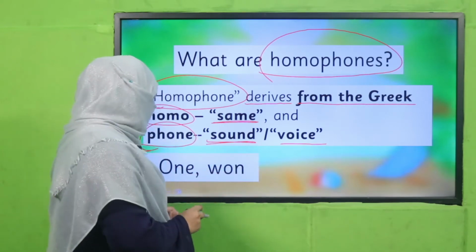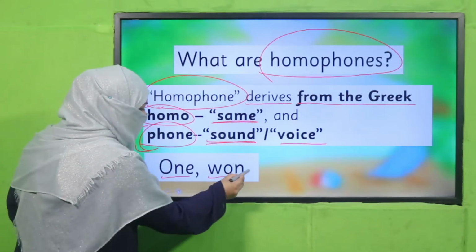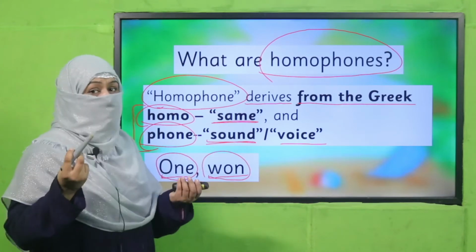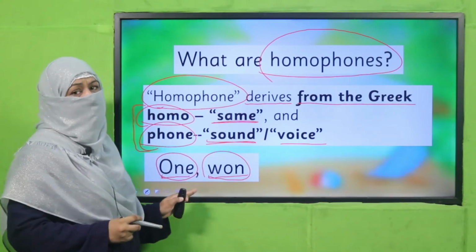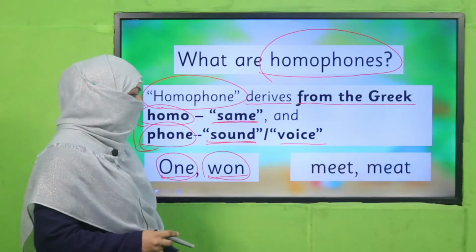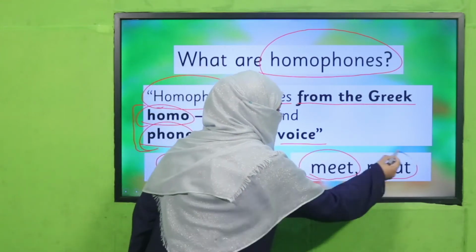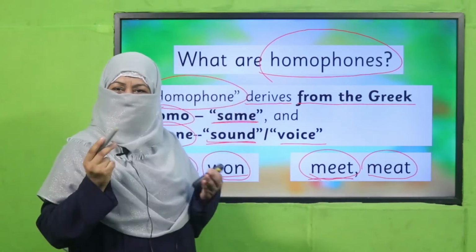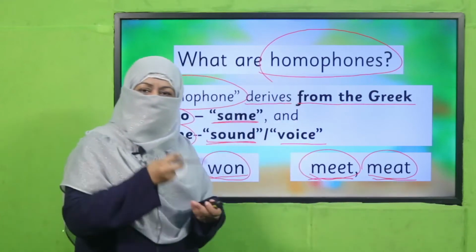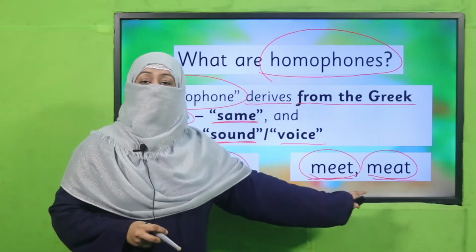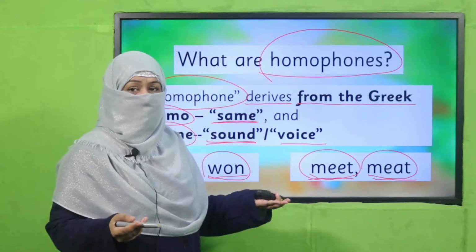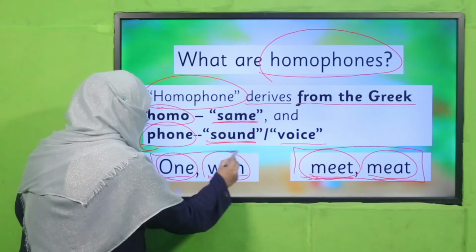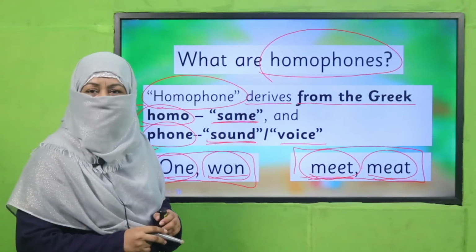Okay? For example, one and won. When we say it, they sound the same, but their spellings are different and they are two different words. Okay? Meet and meat. This meet means when we meet someone. Hello, assalamu alaikum, right? And this meat, what we eat, meat. So they are two different words, but they sound the same. Such pairs of words are known as homophones, right?